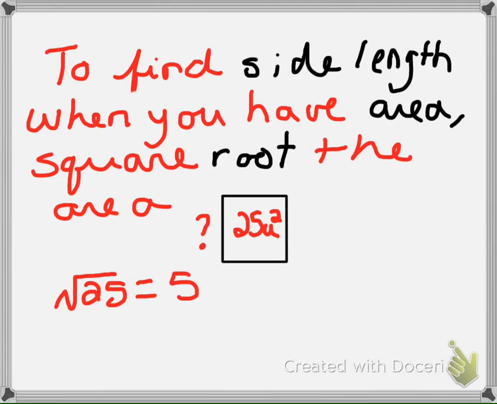To find the side length of a square, when you have the area, you're going to square root the area. So you're trying to find the side length. You know that this is 25. You square root that 25, and that gives you the side. The square root of 25 is equal to 5. When you're finding the square root of something, you're asking yourself what number times itself is equal to 25. So what number times itself, because that would be the two side lengths, is equal to 25.